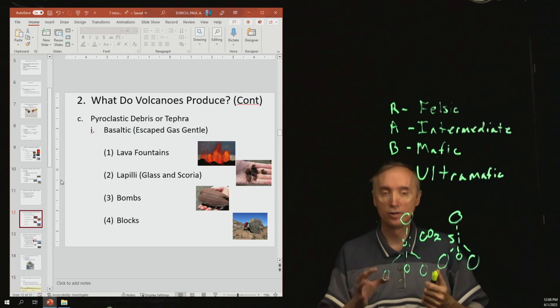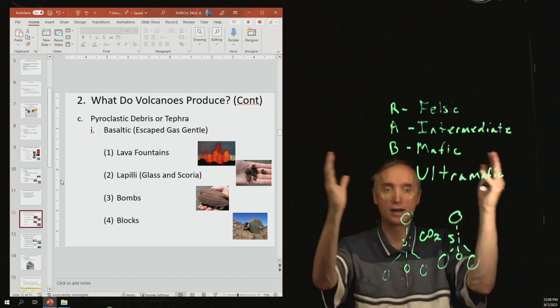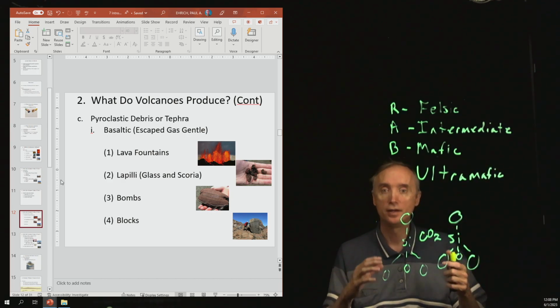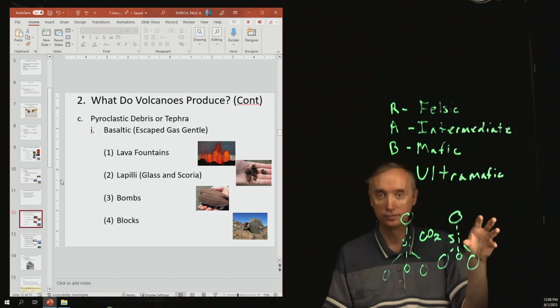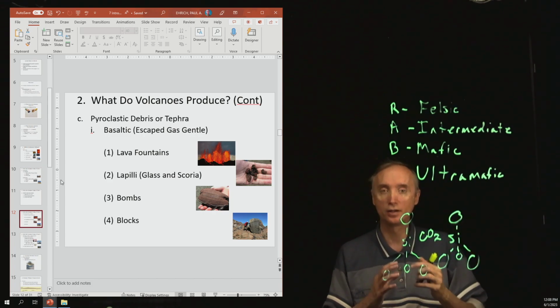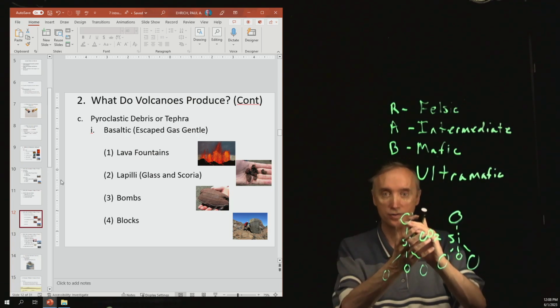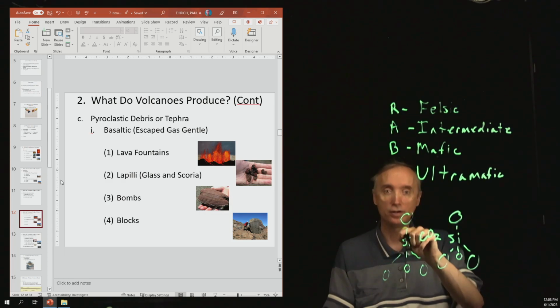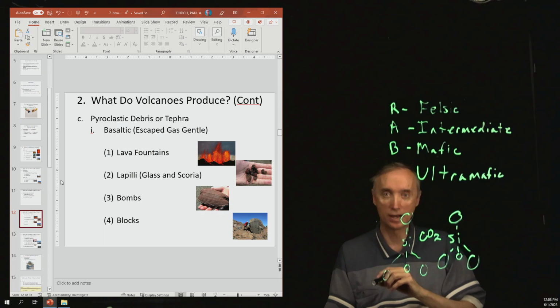So it all depends on the type of lava. If you've got basaltic lava coming out of the volcano, it's going to make very gentle materials that come out. So you've got lava fountains, you've got lapilli, which are little pieces of glass and scoria that are flying through the air. But then you can also have big globs of basaltic lava that harden and turn into a bomb. And then you can also have blocks that can come out as well.